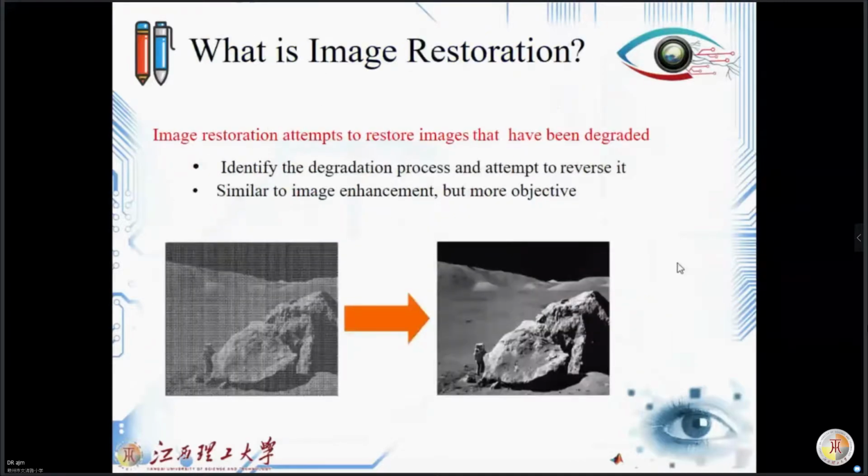If you want to make it more clear, I can say that image restoration attempts to restore an image that has been degraded, identify the degradation process and attempt to reverse it. It is similar to image enhancement, but more objective. See the figure: on the left-hand side you can see the original image before restoration, and on the right side, the picture after restoration.